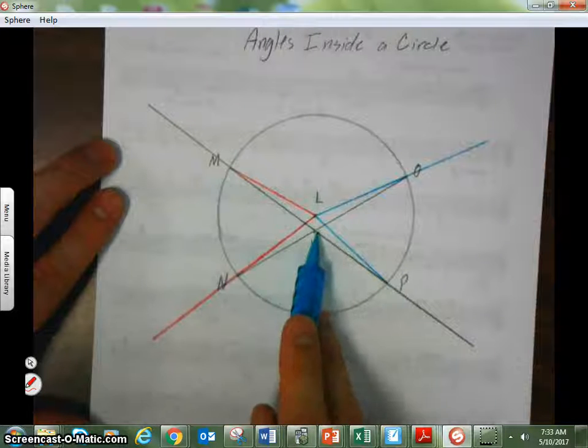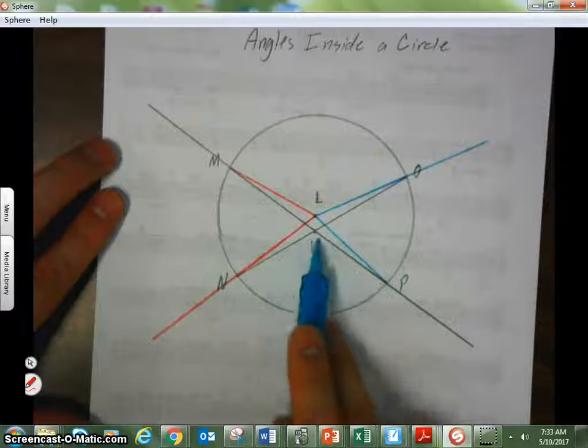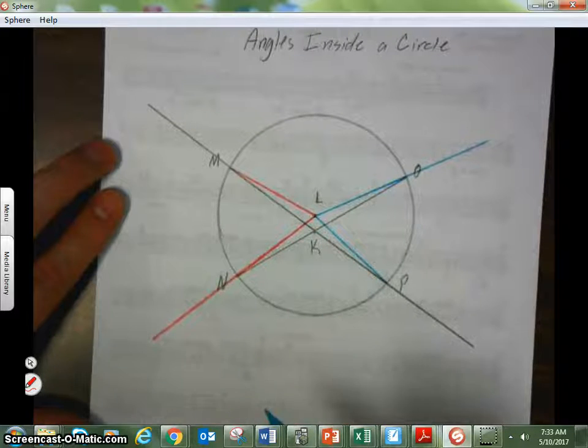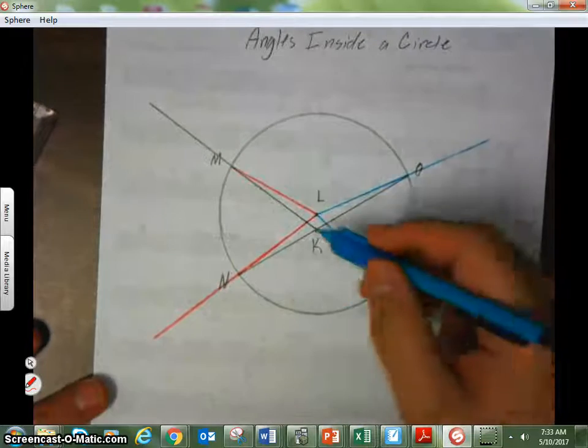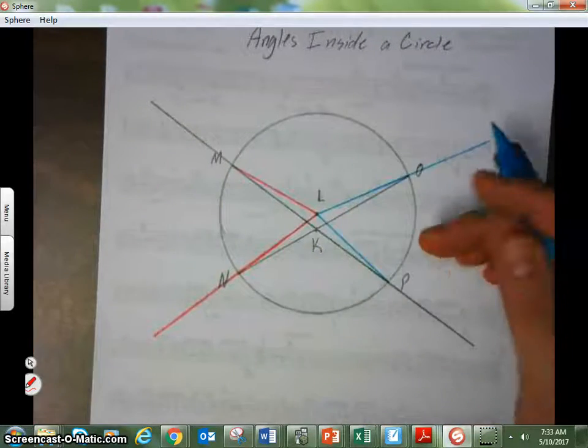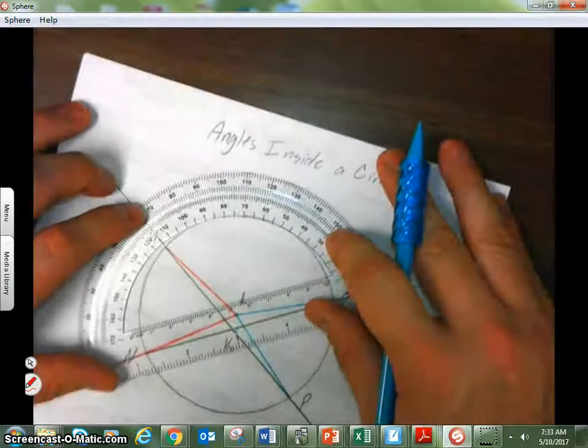So angle MKN and angle PKO, those are vertical angles, so the measurements of those should be the same. So even though I extended them both in both directions, I really only need to measure one of them. So I'm going to go ahead and measure this one here.